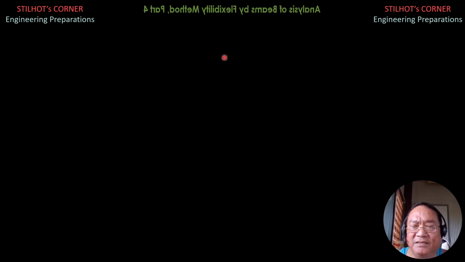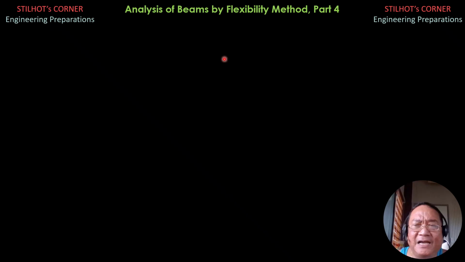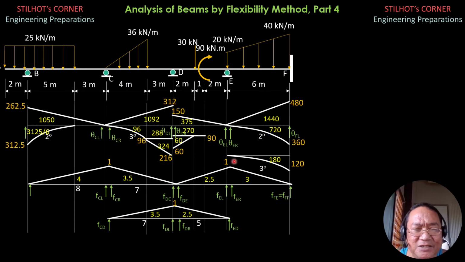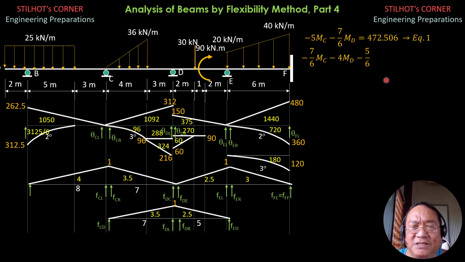So let's continue. Let's have the original figure and the diagram. This time, let's solve for theta E left and theta E right, considering this figure. Let's review the two equations. Let's recall because we use this to complete the analysis and the solutions.